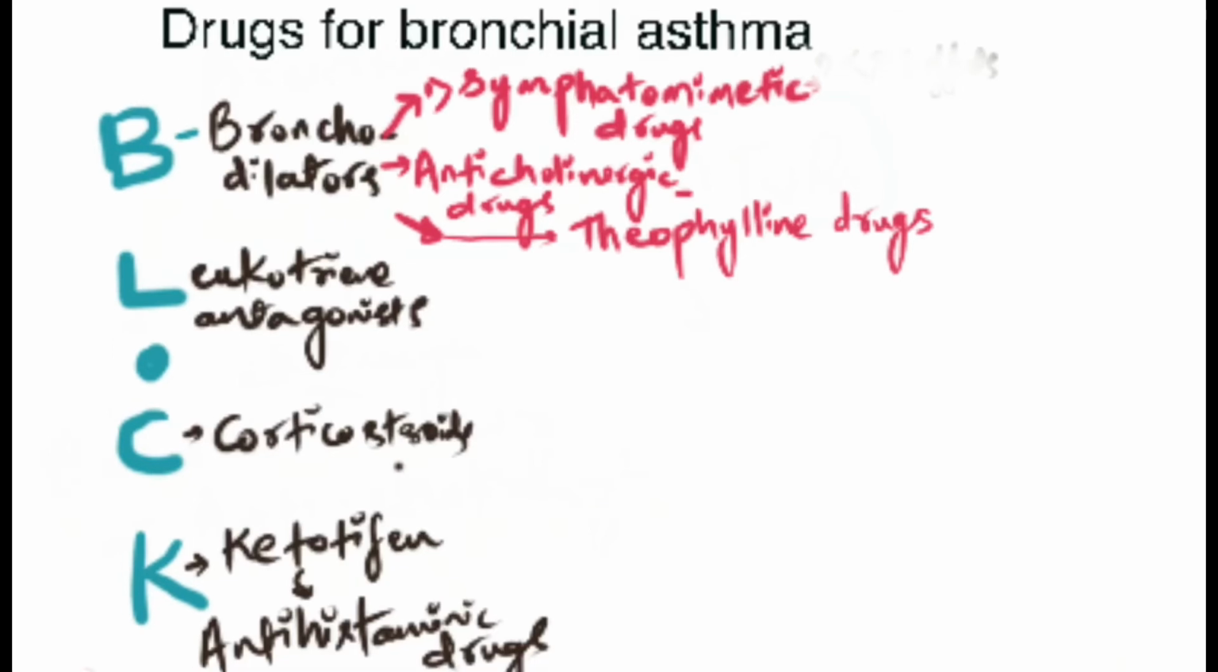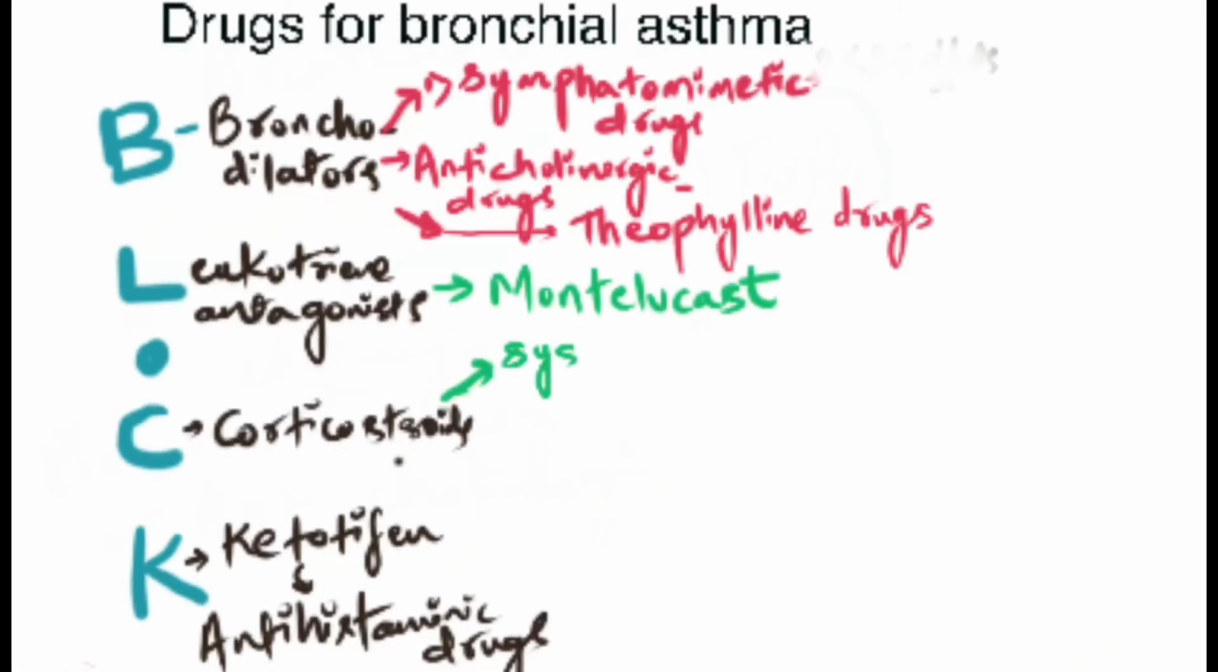Now let's move to leukotriene antagonists. An example of a leukotriene antagonist is montelukast, and they are used as a prophylactic drug, as an alternative to the corticosteroids. They are used in children, and for mild to moderate asthma, not in case of severe asthma. For corticosteroids, we have systemic corticosteroids and inhaled corticosteroids.